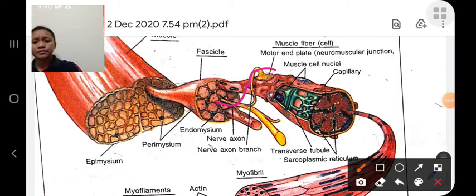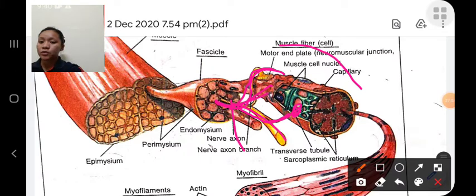The motor neuron is split into many branches and is attached to the muscle fibers. This is the muscle fiber, and this is the neuron. The place where the neuron attaches to the muscle is known as the motor end plate.